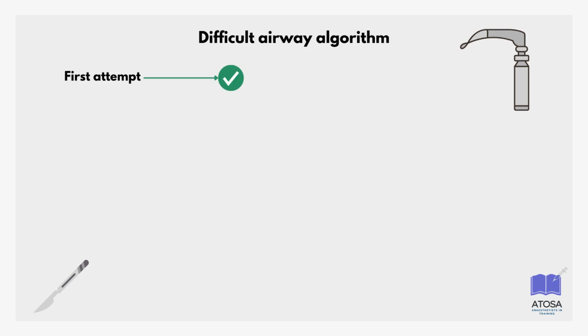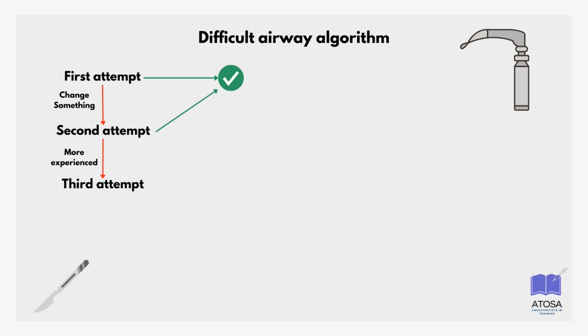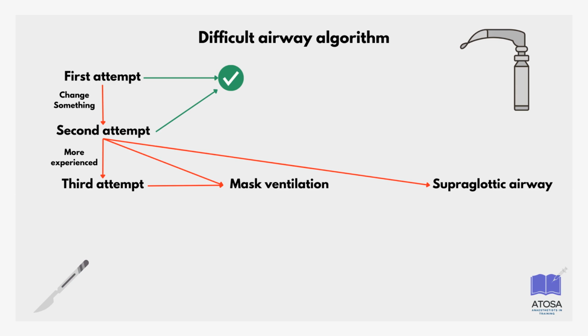So what are the differences from the standard difficult airway guideline? Well, the standard algorithm is in keeping with the approach that I have described above for the first attempt, so that's easy enough. If unsuccessful at the first attempt, change something. We will talk a little bit more about this in a moment. If the second attempt is also unsuccessful, then a third attempt should only be attempted by a more experienced person if they're available. Otherwise, you move to mask ventilation, ideally with a two-person technique, and then onto your rescue airway, which is a supraglottic airway device.